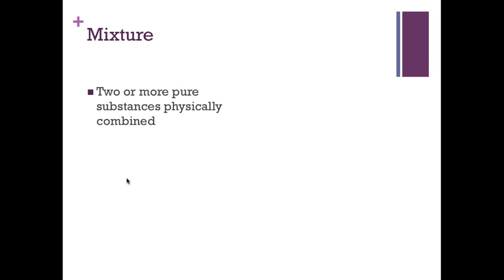Okay, next we have mixtures. Definition for mixture would be two or more pure substances that are physically combined. Keyword here is physically combined. We are able to separate them by physical means, so we don't have to perform a chemical reaction to get them apart. Some examples of mixtures would be salt water.